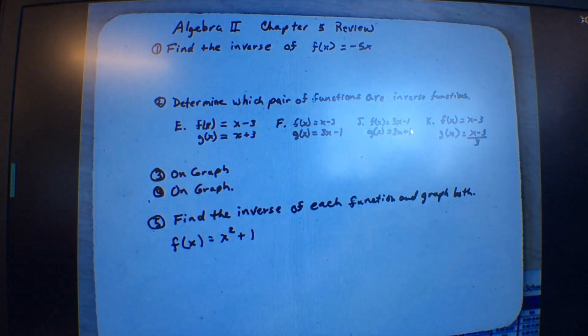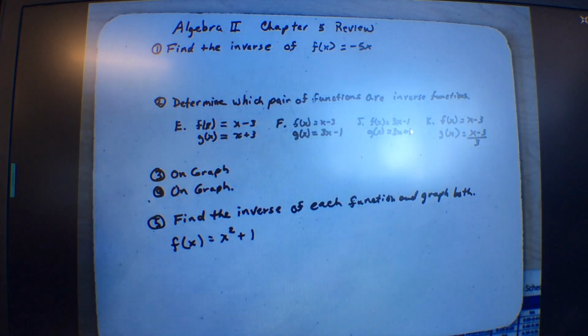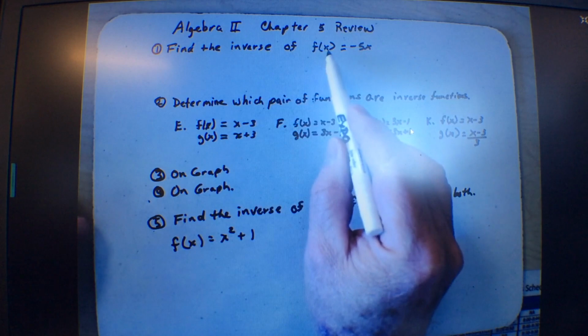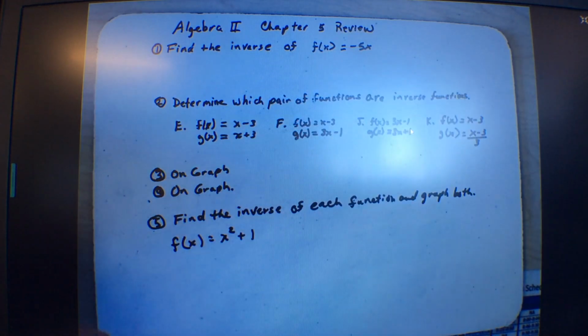Okay, this is Algebra 2, Chapter 5 review. I'm going to kind of turn this around because we've always started with the functions and added and subtracted, and I'm going to end on that. So we're going to start this way. Find the inverse of f of x equals negative 5x.